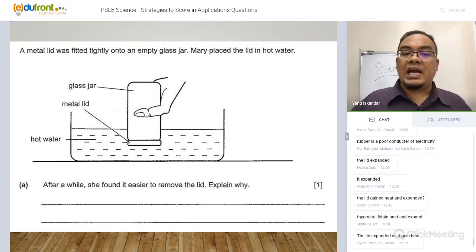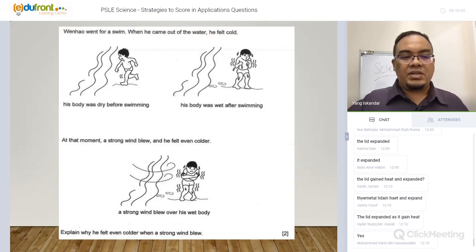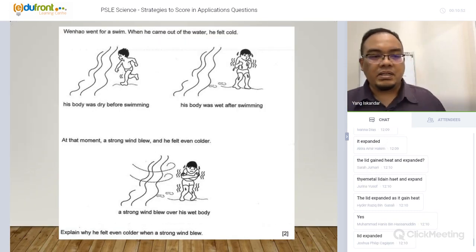Right, so both the glass jar and the metal lid will expand, right? Then if both expand, will it be easier to remove the lid? Okay, so we will answer that later on very shortly. Okay, let's take a look at another example.